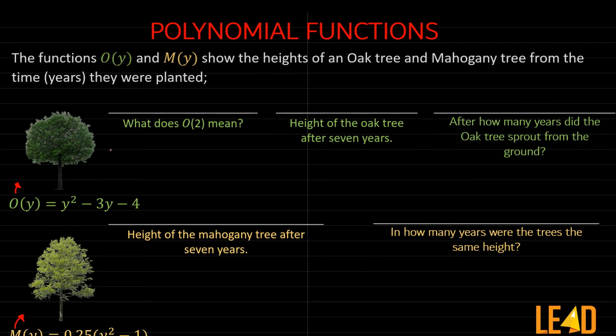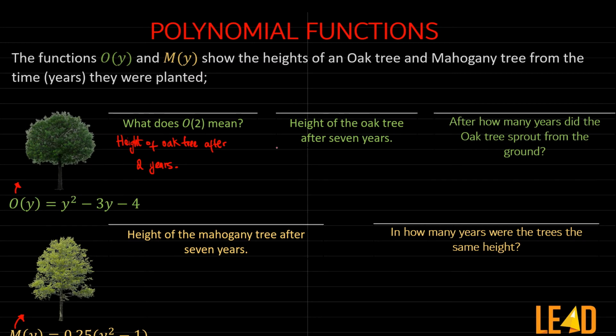Okay. What does O of 2 mean? O of 2 represents the height of the oak tree. So you could say the height of the oak tree after 2 years.